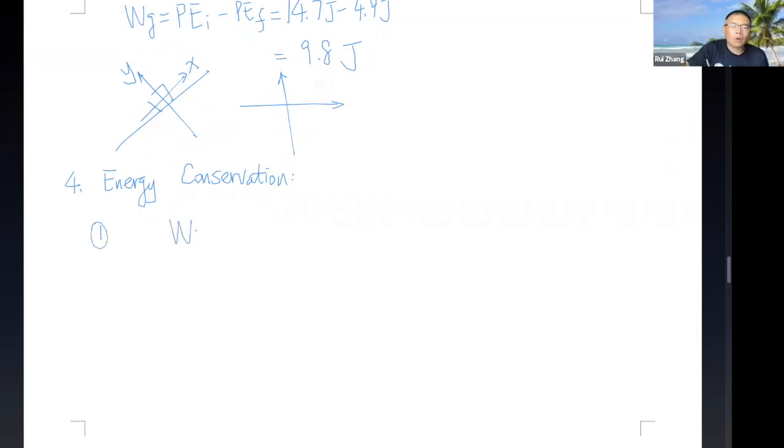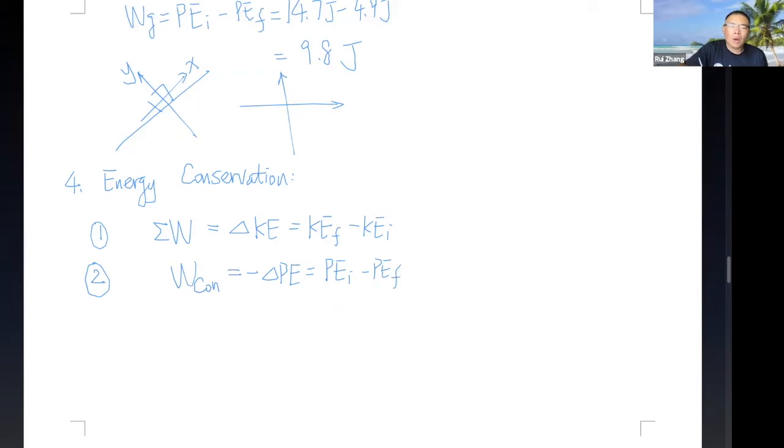It says total work, let me put it like a sum, equals the change in kinetic energy, which is basically KE_F minus KE_I. And then from the potential energy, we learned that the work done by a conservative force, I'll write conservative here, equals the negative change of potential energy. So that would be PE_I minus PE_F.